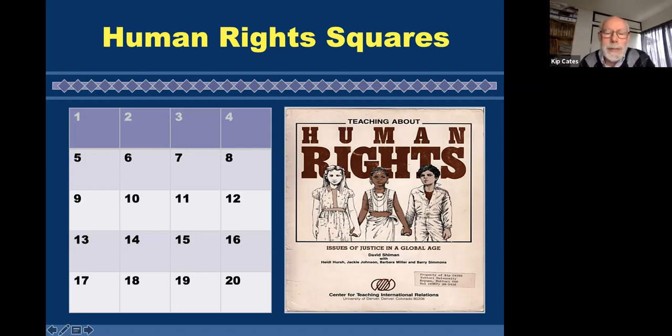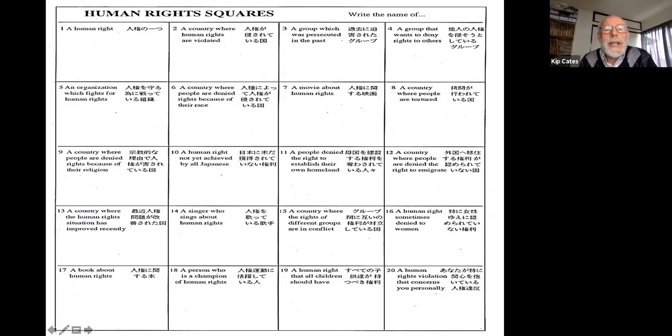It's a 1 semester, 1 year course. And the very first thing he has is a game. Let's play a Human Rights Squares game. I took this and adapted it for language learning. So here is my version of David Scheinman's Human Rights Squares game.